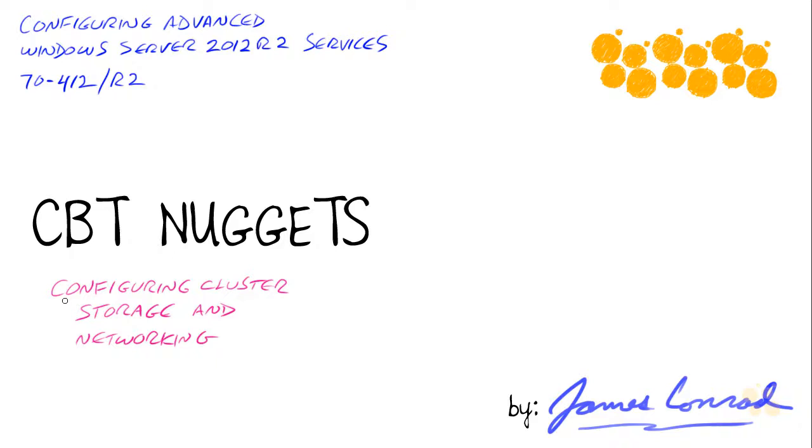In this nugget, we configure cluster storage and networking. Those are our only two objectives, and that's an important part of configuring a cluster. Here we're not even going to configure the cluster quite yet because you have to have the storage and networking set up in advance. So once we conclude with this nugget, in our next nugget we'll actually set up the cluster.